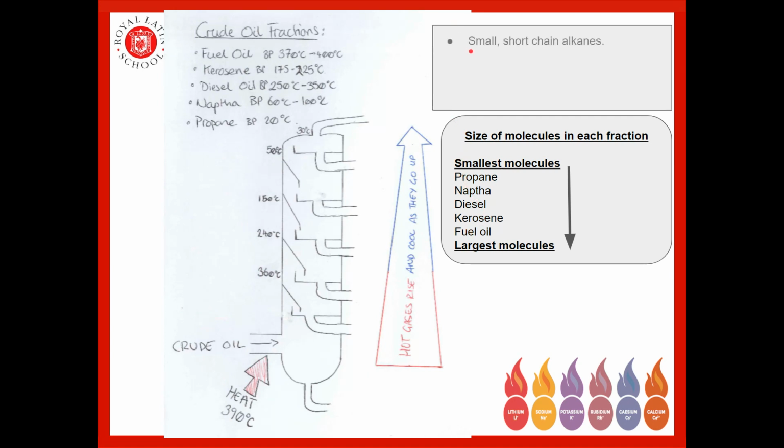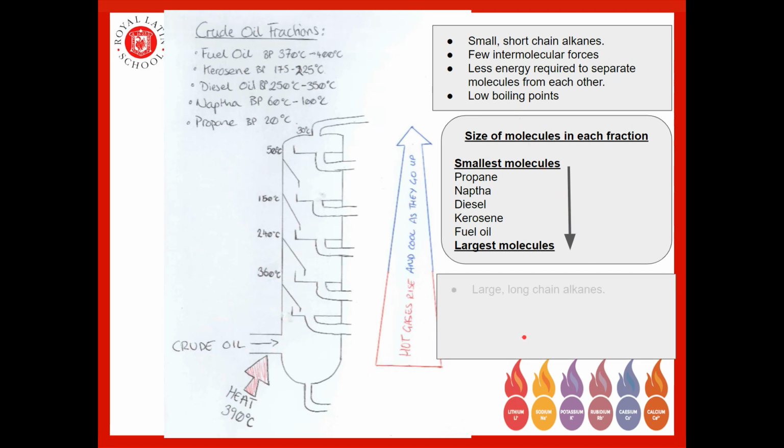Up at the top, we've got the small molecules, so they've got short or small chain alkanes. There are fewer intermolecular forces, less energy is required to separate the molecules from each other, and so they have a low boiling point. Down at the very bottom, where we've got the really large molecules, the long chain alkanes, the ones with more carbons and hydrogens in them, they've got lots of intermolecular forces, lots of points of contact between molecules, and therefore that will require more energy to separate the molecules from each other, and it will have a high boiling point.